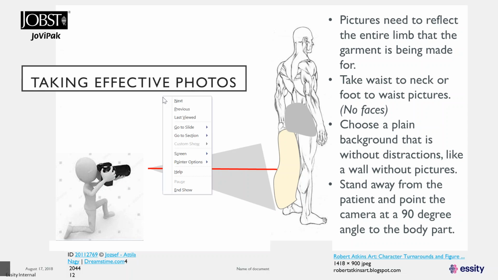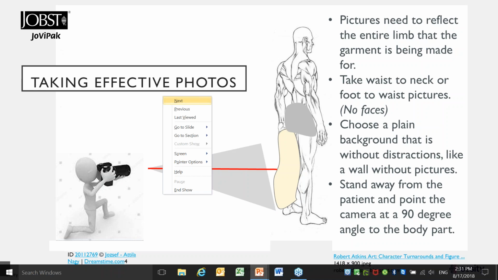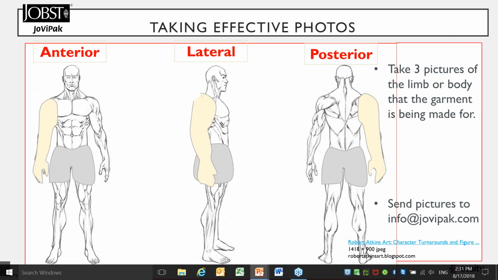In addition to these guidelines, make sure that you give us three pictures of that limb or that body part that the garment is being made for. We need an anterior view, a lateral view, and a posterior view. This certainly gives us a good 3D understanding of that tissue. Send those pictures to info@jovipak.com.